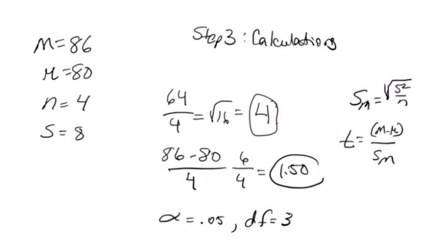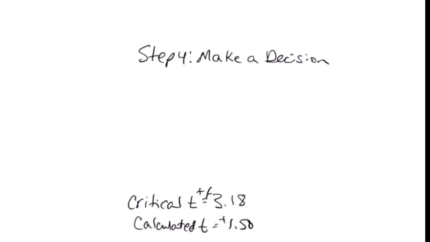All right, now the next step is to make a decision. For step 4, the decision we have to make involves comparing our calculated t of 1.50 to the critical t of positive 3.18. 1.50 is not as extreme as 3.18. So in this case, we fail to reject the null hypothesis, and this is how we would write it out.